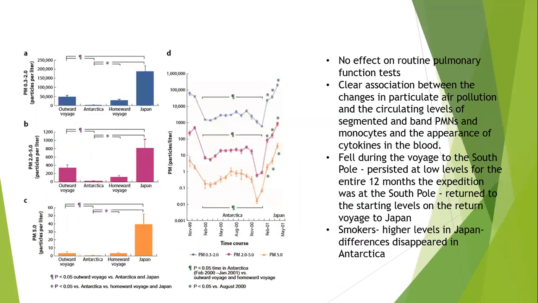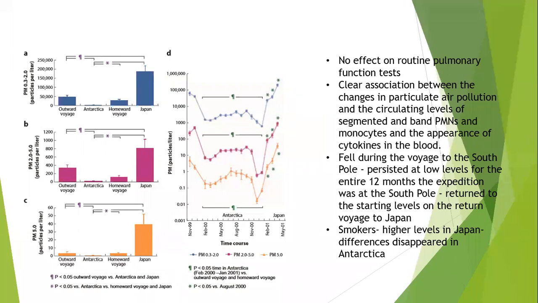they measured the particulate material in the air. As you can see in the graph, during the outward voyage, in Japan there was maximum particulate material in the air. But during the outward voyage to Antarctica, it went down and down. Then in Antarctica, the particulate material in the air was the least. Then it increased again during the homeward voyage, and in Japan, again, it was the maximum.